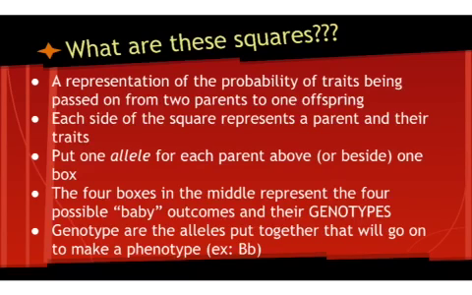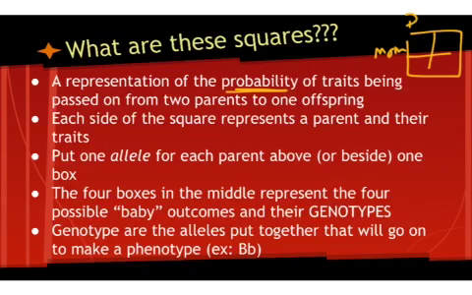And then Punnett squares, the essentials of them is that they are a representation of the probability, just the probability of traits being passed on from two parents to one offspring. So when we have our Punnett square, remember that mom would be on the side here, and dad would be on the top of the square. And the possible squares in here are the possible genetic outcomes.